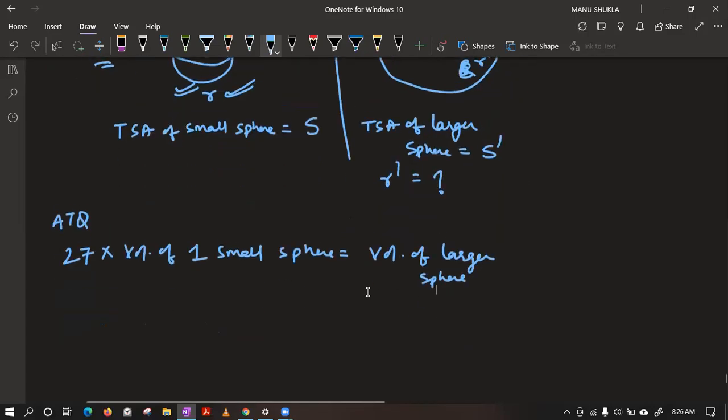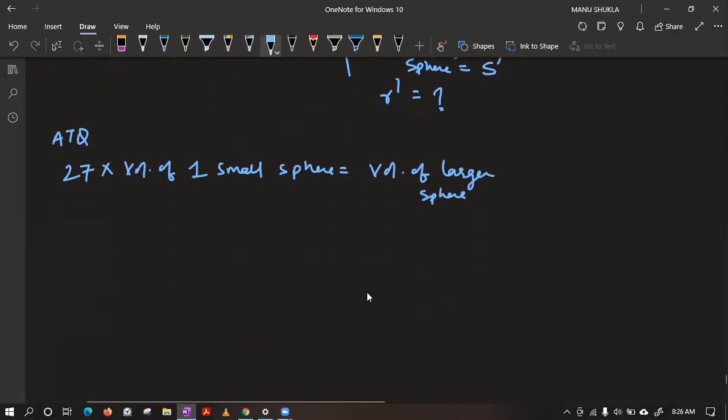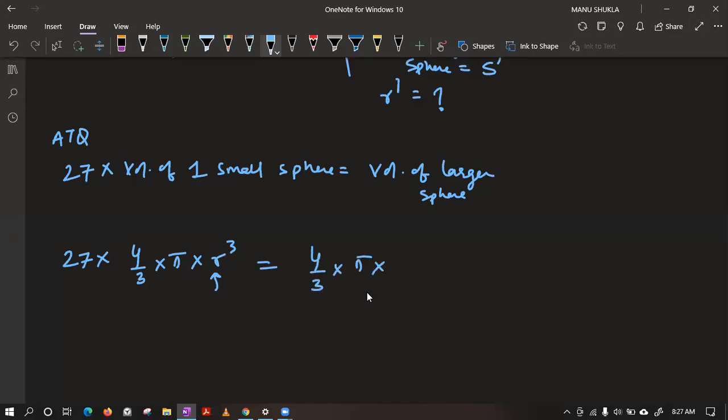Now let's put the value. We all know the volume of small sphere will be given by 4 by 3 into pi into r cube, because radius of smaller one is small r. Similarly, the larger one will be given by 4 by 3 pi r dash cube, because the radius is given to us as r dash. Now this 4 by 3 is same, it will cancel out. Pi and pi will cancel out. We are left with 27 r cube is equal to r dash cube.